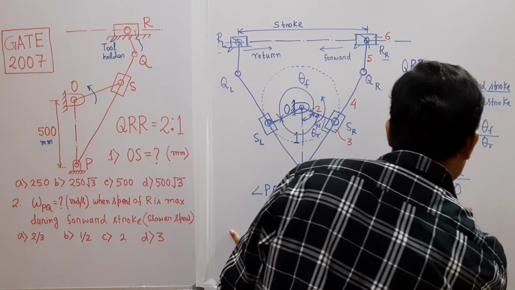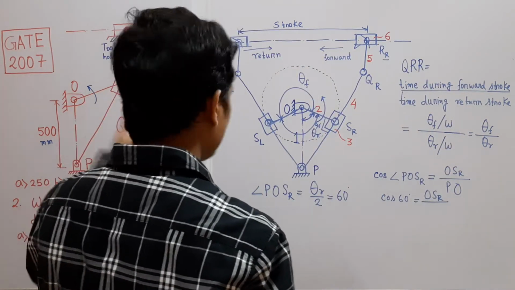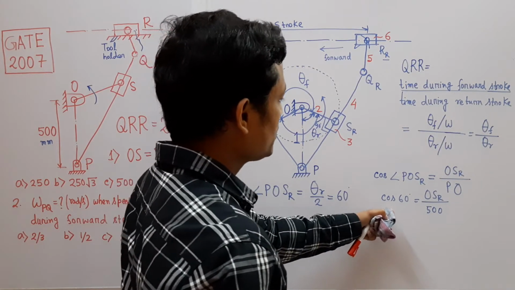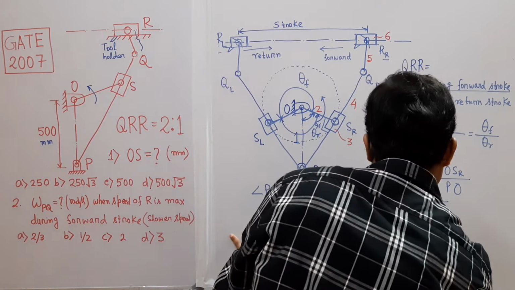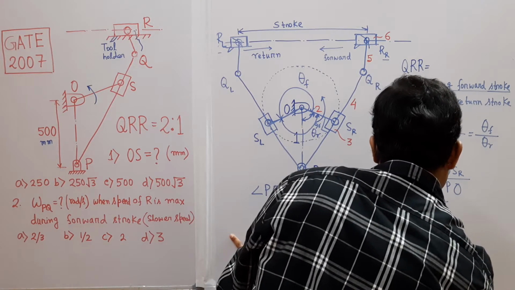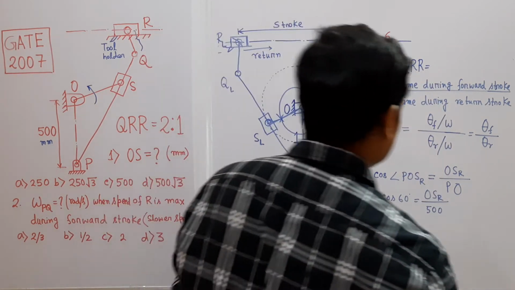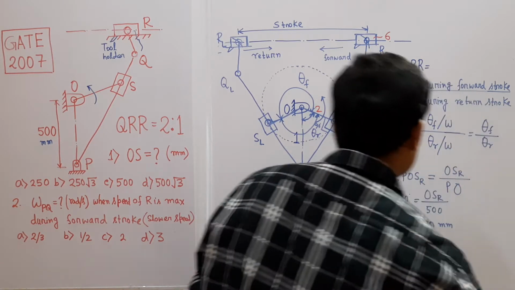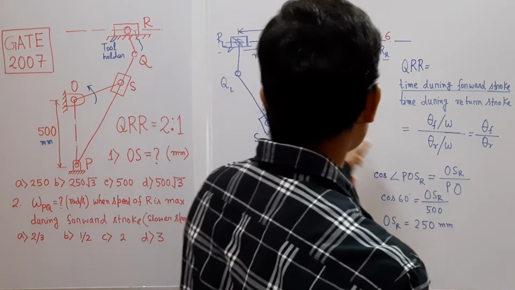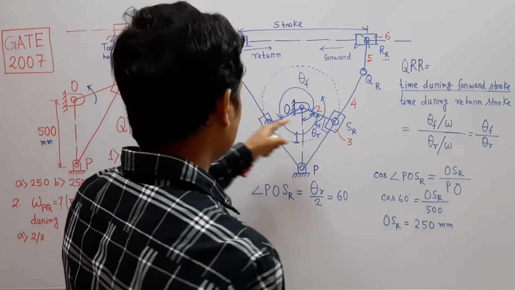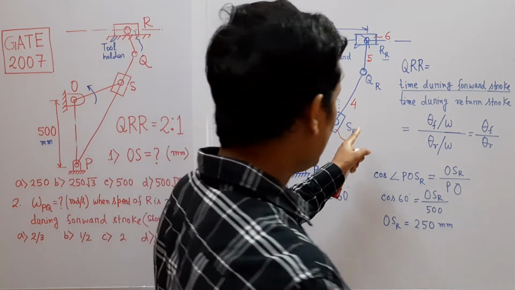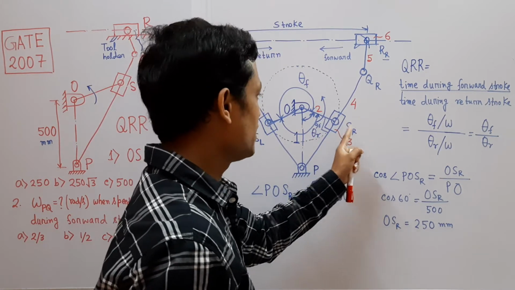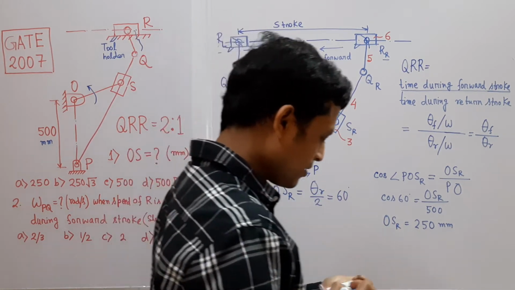OSR divided by PO, which is given as 500, and cos of 60 is half. So OSR becomes 250 millimeters. OSR is nothing but the link length OS. The R represents the extreme rightmost position, which is why I have used the suffix SR. So this is the problem.